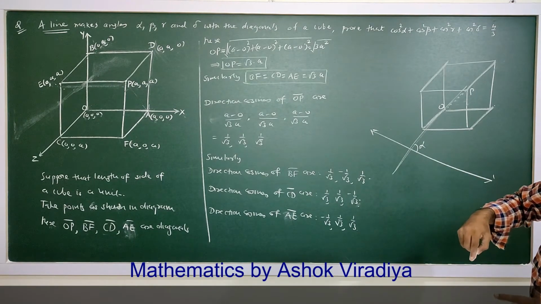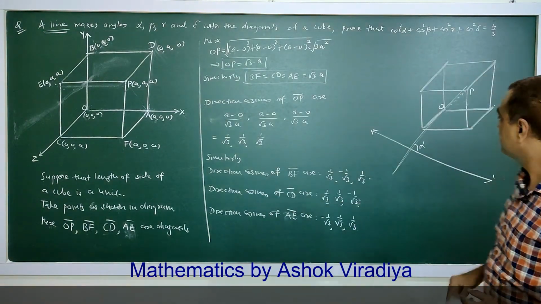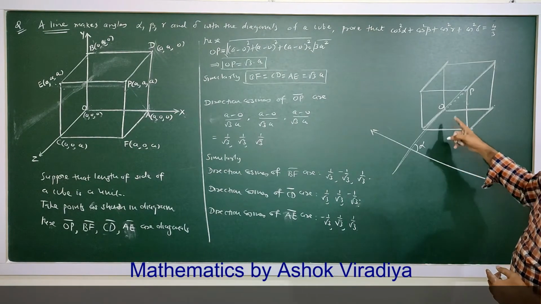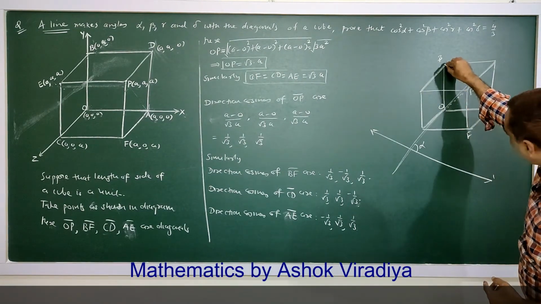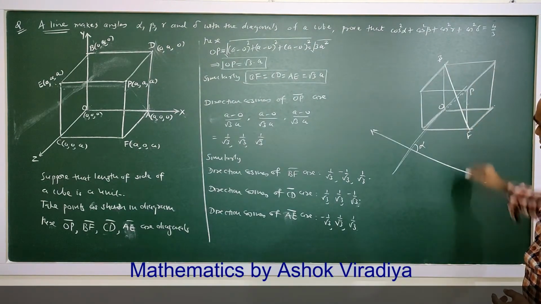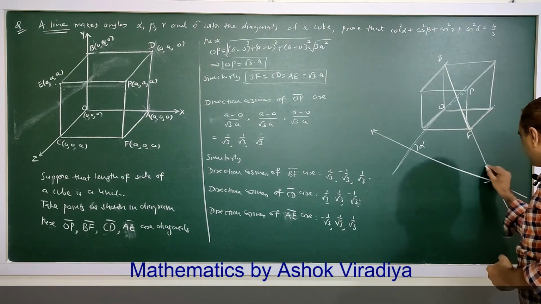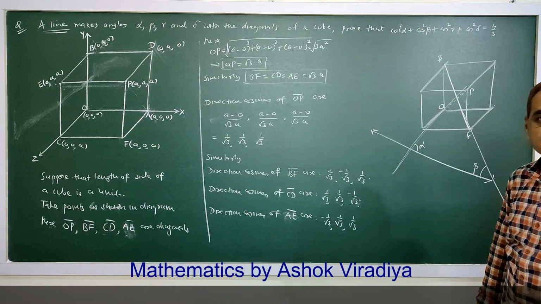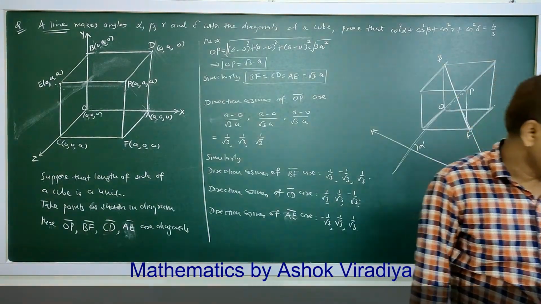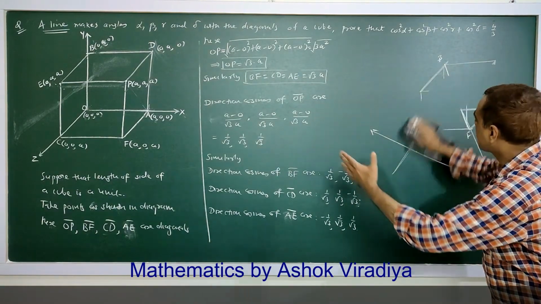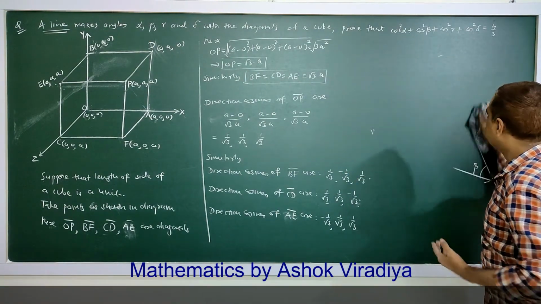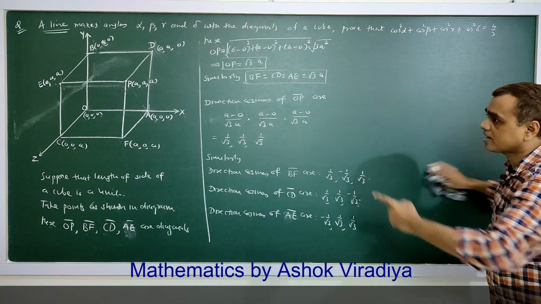Then beta. Beta will be with BF. Suppose this point is B, this point is F. So this diagonal is BF. With the diagonal BF, it will make angle beta, like this. There is a line other than these diagonals, which we are not showing in this diagram.